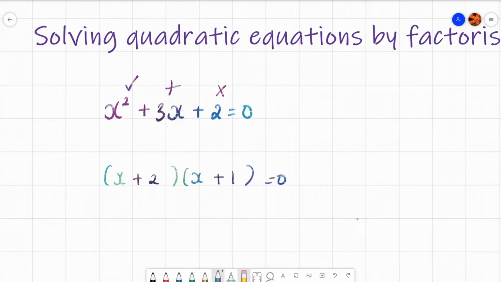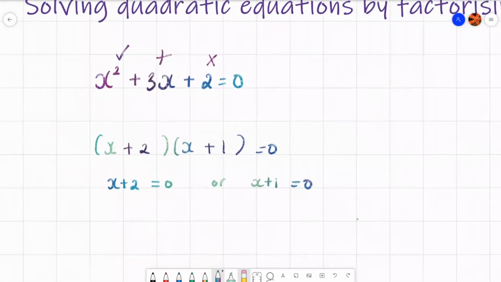Now what you say is either x plus 2 equals 0 or x plus 1 equals 0. Well, if x plus 2 equals 0, what's x? x would be minus 2. Or x would be, well, if x plus 1 is 0, what's x? x would be minus 1.